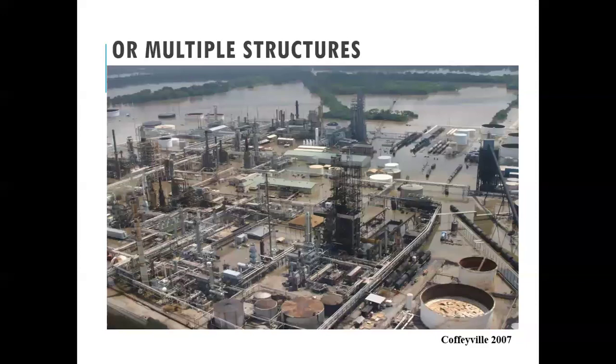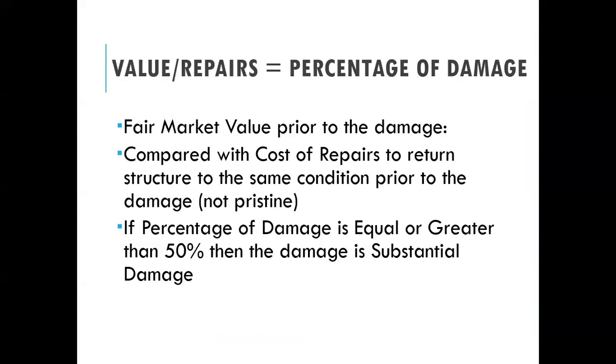So Coffeyville in 2007 had like a 1,000-year event, I think. Their levee was overtopped, which trapped water, and then the refinery started leaking into the water, which caused about 400 structures to be completely lost. So they had to do a large buyout for that. So we're looking at, you know, it could just be one structure with a little bit of damage, all the way up to your entire floodplain being severely damaged. So determining that scope is the first part.